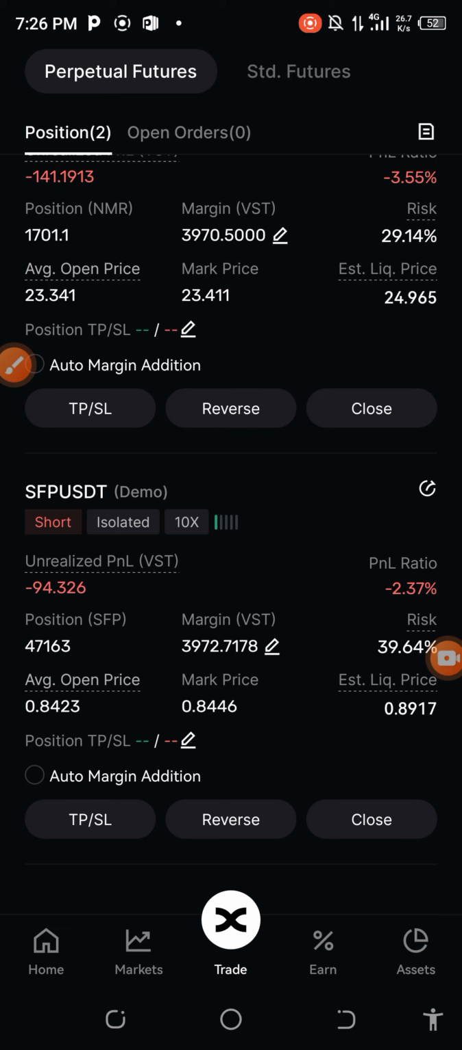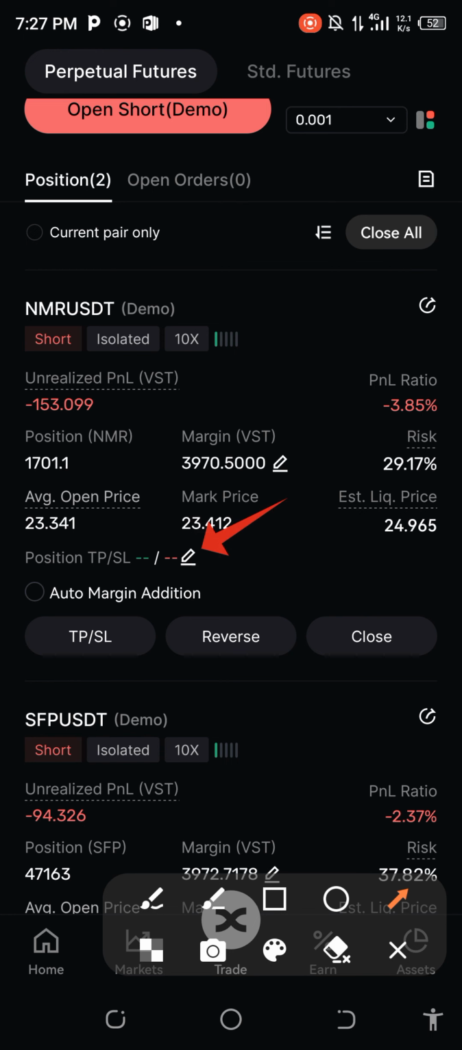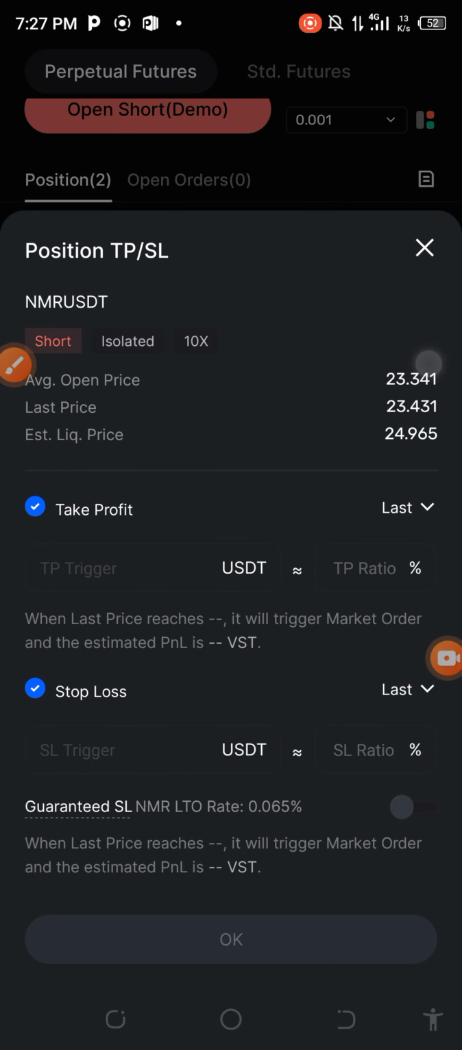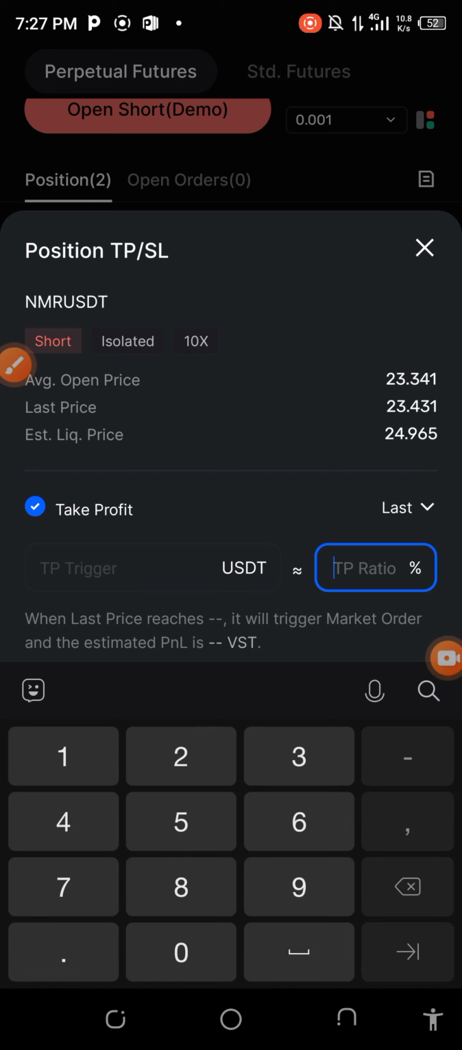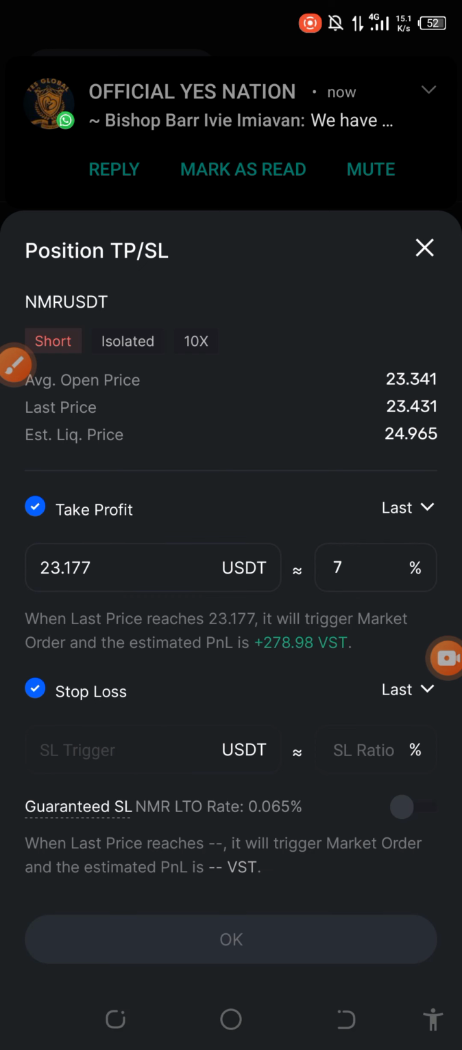When you pick 5 signals with the $20 divided into 5, the next thing is the take profit. You can see I've not set take profit on this trade. So I'll now come to this place to set my take profits. Once you get here, you're going to see by ratio. So by ratio, I just want to take 7% from the market.